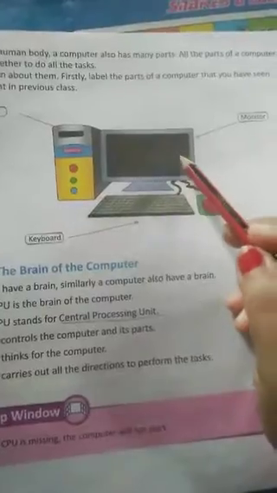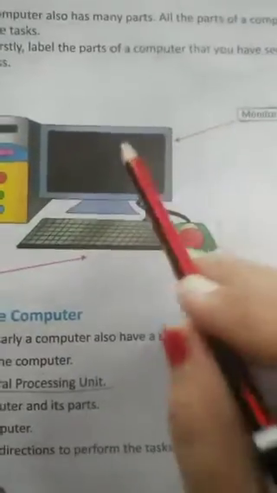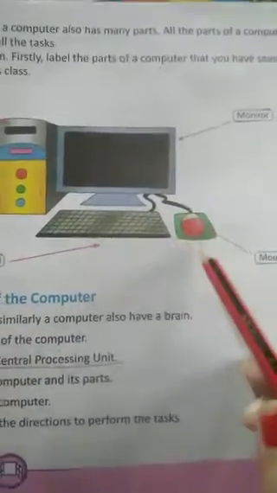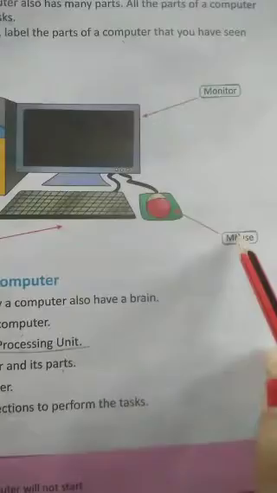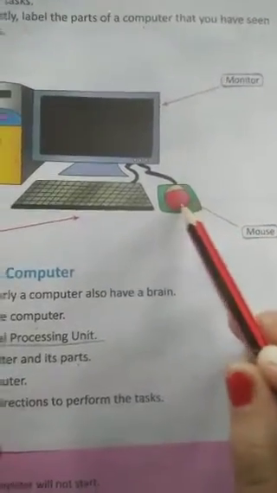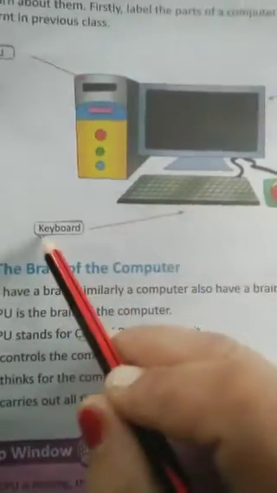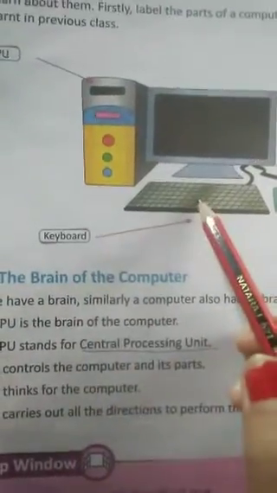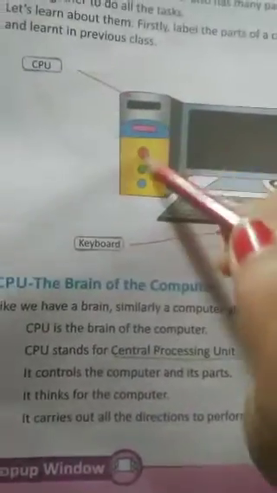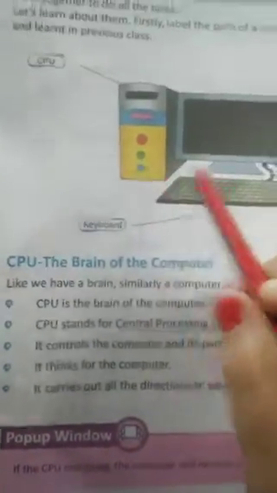Now see, you can see the computer here. This is our monitor, M-O-N-I-T-O-R, monitor. And this is our mouse, M-O-U-S-E, mouse. This is keyboard, K-E-Y-B-O-A-R-D, keyboard. And what is this? This is a CPU. Okay.